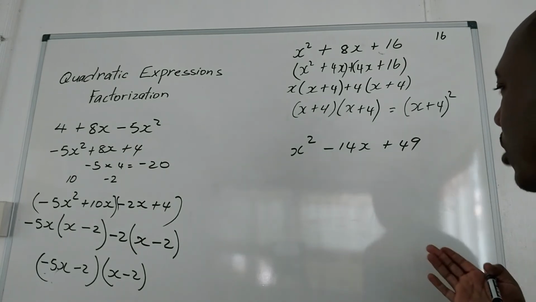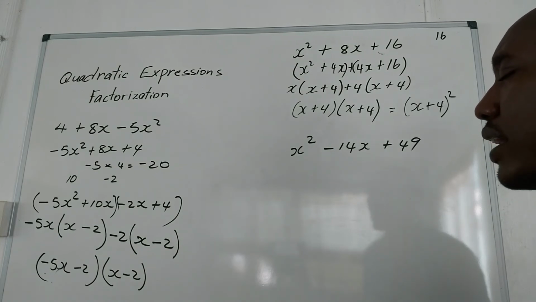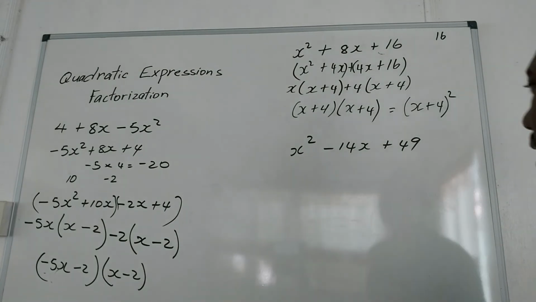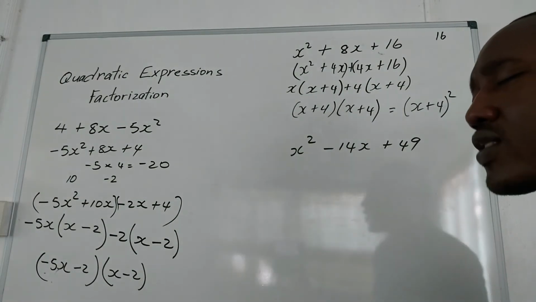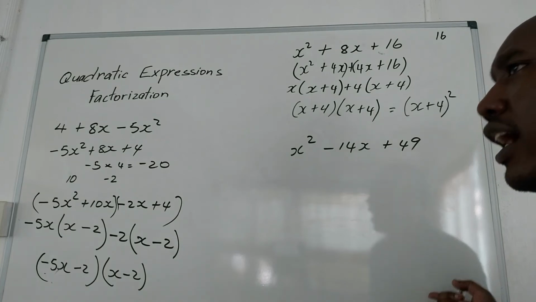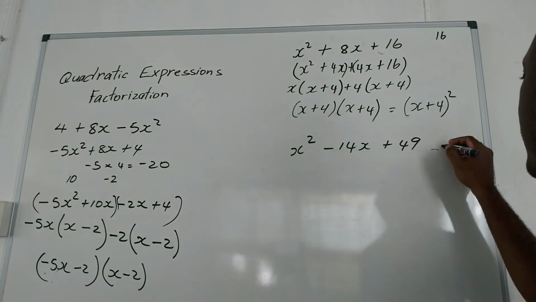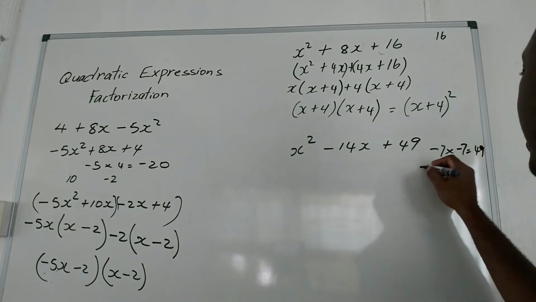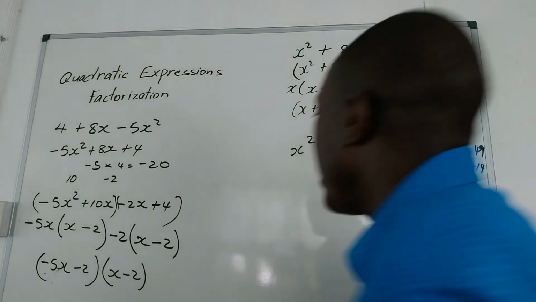Now, what numbers can we multiply to get 49? We can multiply 1 times 49, or negative 1 times negative 49, but when I add that, I will not get negative 14. Negative 7 times negative 7 will give me positive 49, and when I add negative 7 and negative 7, I will get negative 14. So I have my numbers.